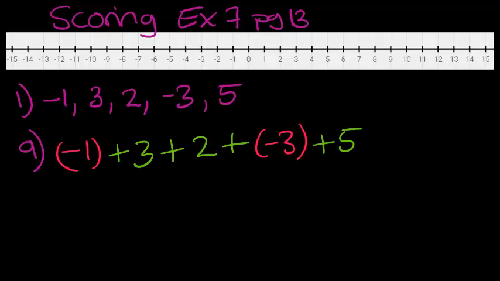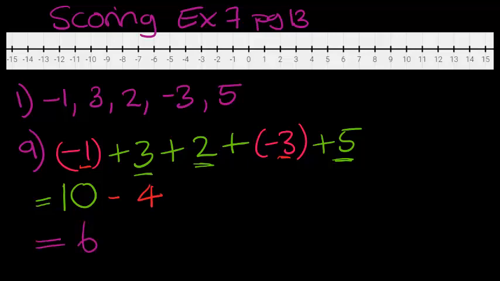So there's two ways of doing that. The first way I want to show you is to group everything together. So if we add all the positive numbers together, 3 plus 2 is 5. 5 plus 5 is 10. 10 for the positive numbers. And then my negative numbers are going to be -1 minus 3 is -4, and therefore my answer is going to be 10 minus 4, which is equal to 6. That is one way of doing it.